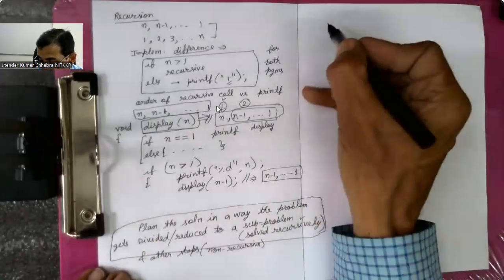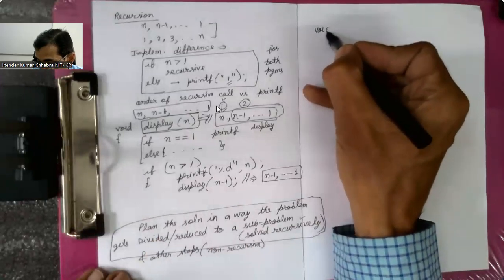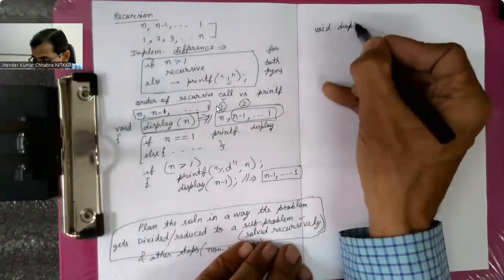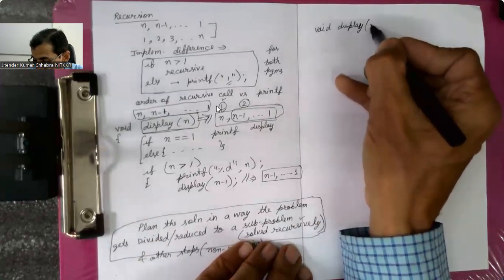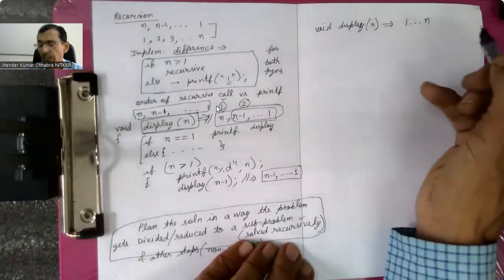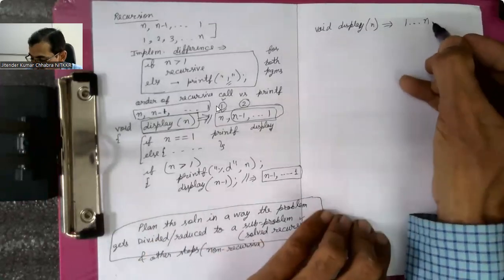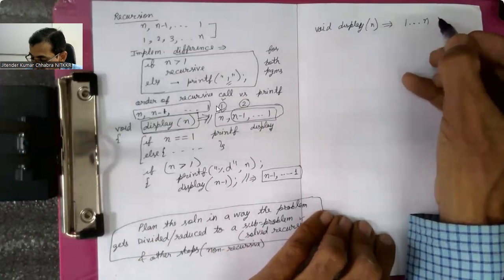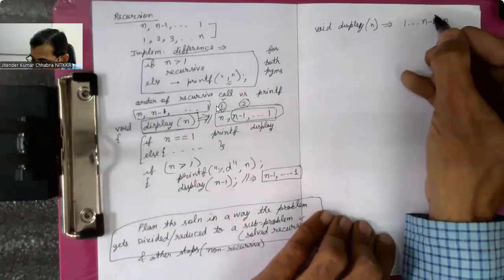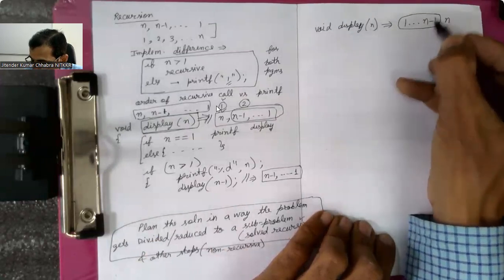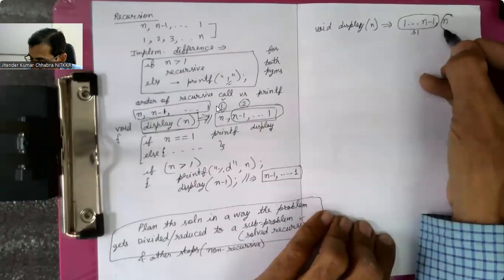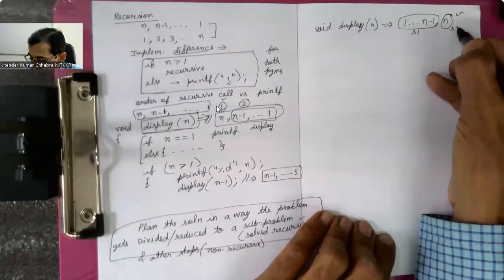On the other hand, if I was making a call for display n as a function to display 1 to n, now my logic will be slightly different. I will consider my function to have two steps. Step 1 is to display 1 to n minus 1, and step 2 is to display n.